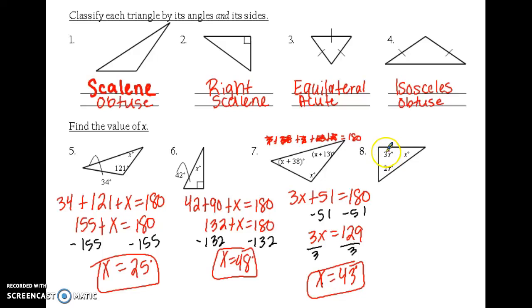Number 8, same thing. I have 3x plus 2x, which is 5x. 5x plus 1x is 6x. Divide by 6 on both sides. And 180 divided by 6 is 30. So when you're solving for a missing angle, just add the 3 together and set it equal to 180.